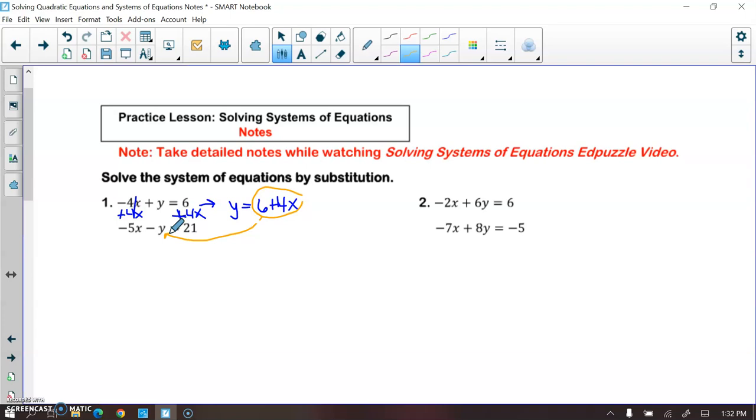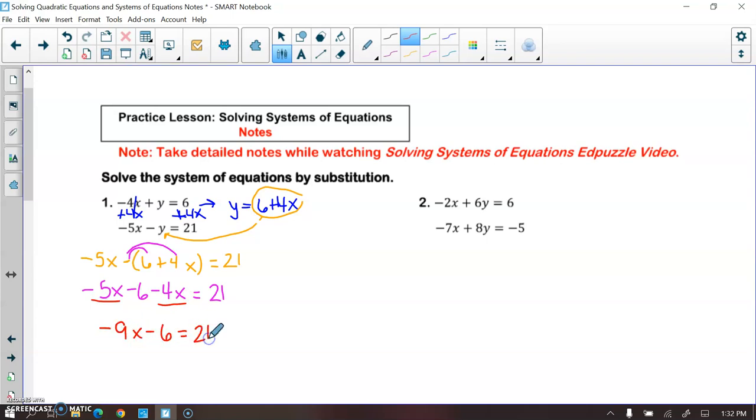When we use substitution, we need to remember to put parentheses around what we're substituting in, because we are going to need to distribute this negative inside my parentheses. So I have -5x minus 6 minus 4x is equal to 21. I'm now going to combine like terms. -5x minus 4x is -9x, then minus 6 is equal to 21.